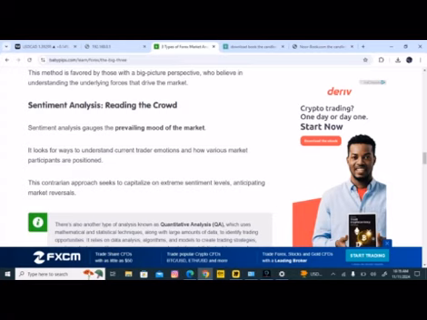It looks for ways to understand current trader emotion and how various market participants are positioned. The contrarian approach seeks to capitalize on extreme sentiment levels, anticipating market reversals. This sentiment analysis is based on the sentiments of other traders, like you might be seeing other traders on social media, based on their own analysis. You can follow their analysis. That's what we call sentiment analysis.